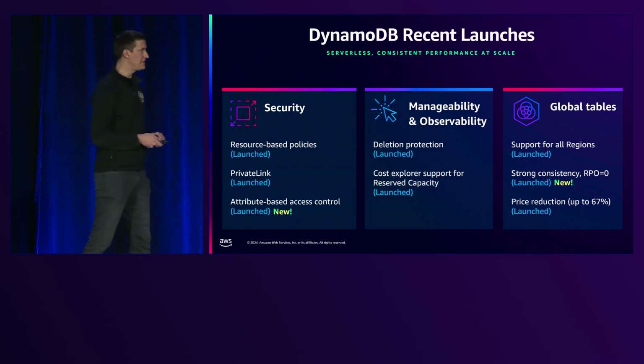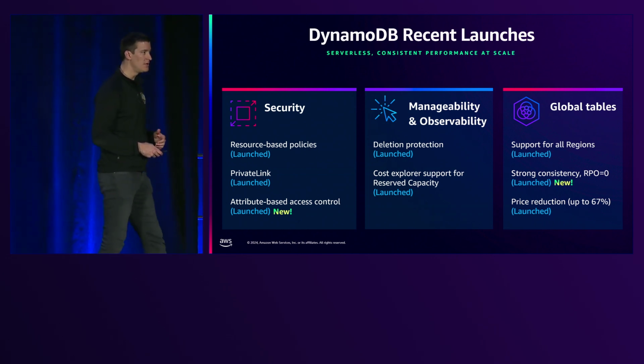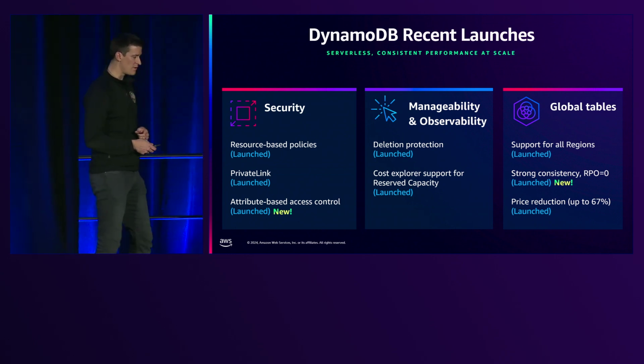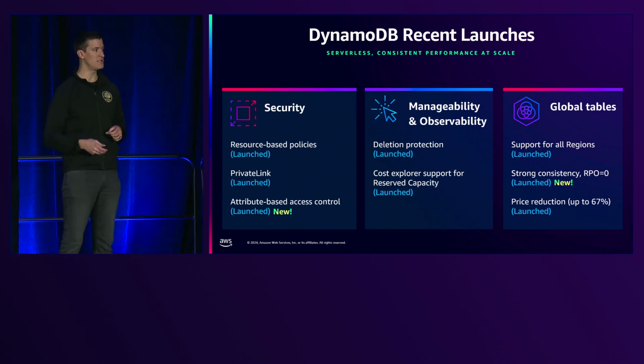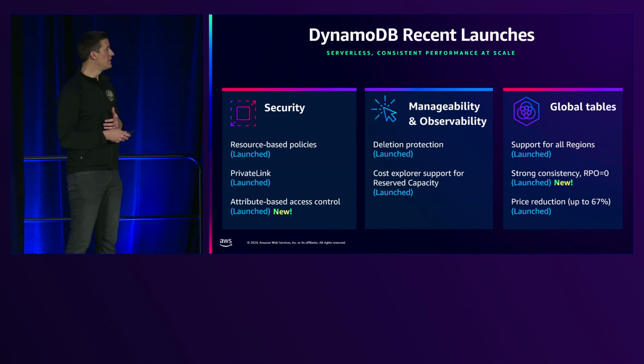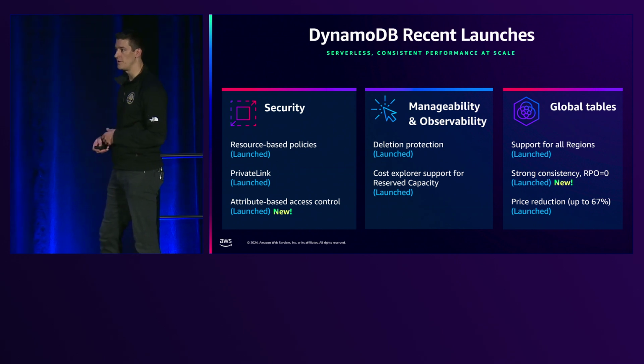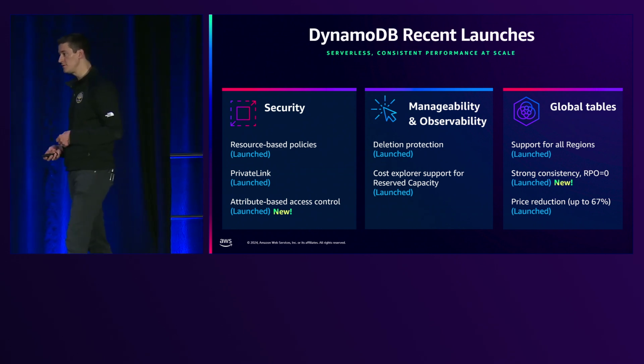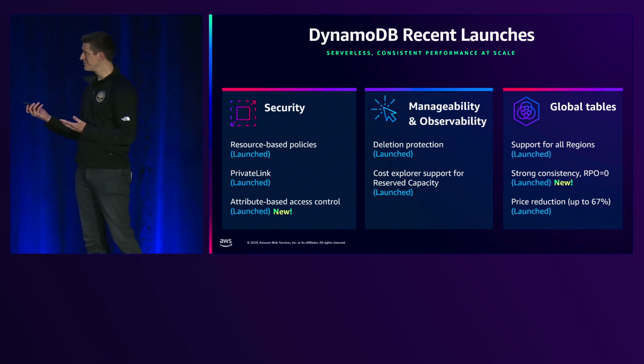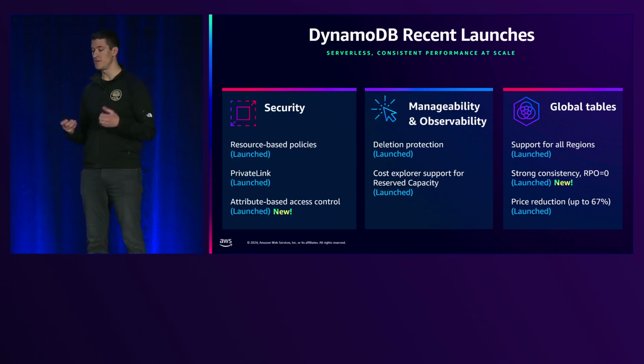And as Matt announced yesterday, we added multi-region strong consistency to global tables. Global tables has been around for a while. It used to be eventually consistent, asynchronous replication. We now have synchronous replication, which allows you to achieve recovery point objectives of 0 for applications using strong consistency, and also to do strongly consistent reads across AWS regions with Dynamo.